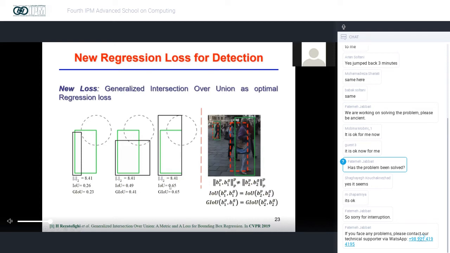So that was our motivation to say it's very important to understand what our metric is and what our loss is. Then we show in that paper that we can directly use intersection over union for two axis-aligned bounding boxes as a loss. But it has some problems, which we try to generalize.